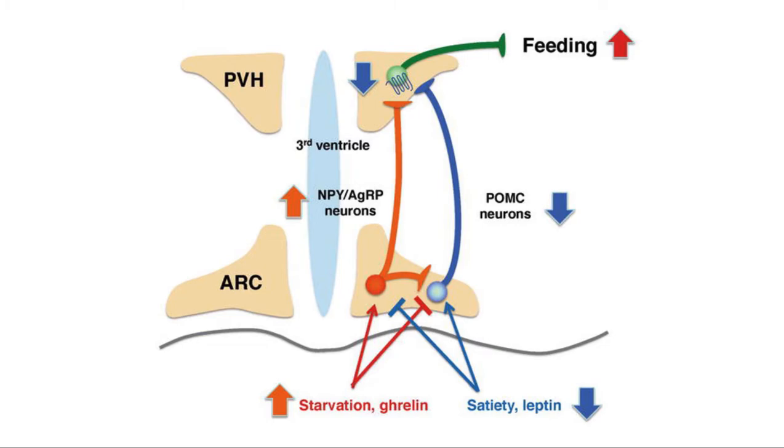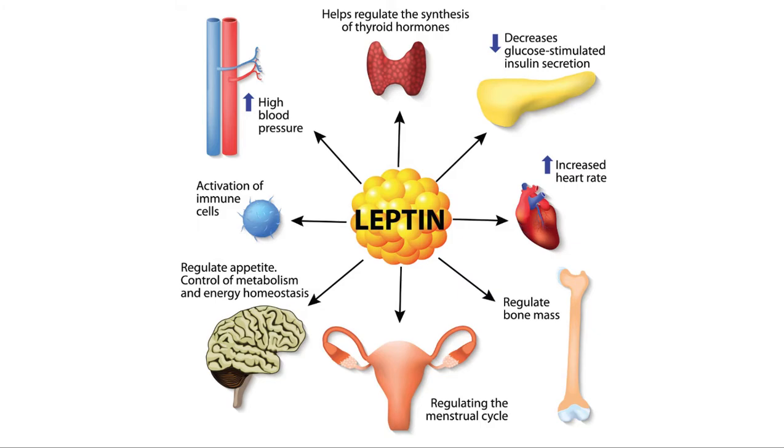PVH on the picture means paraventricular nucleus of the hypothalamus, and ARC is the arcuate nucleus of the hypothalamus. Discussed next are two important components of the afferent system that regulate appetite and satiety: leptin and gut hormones, and adiponectin that regulates fat consumption.